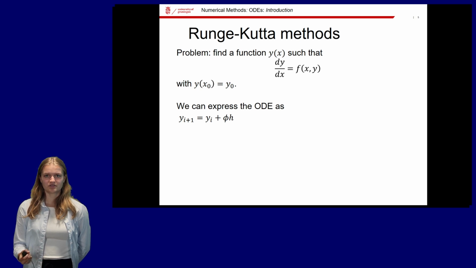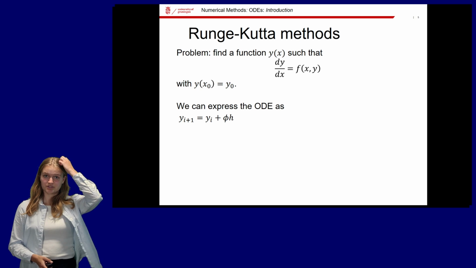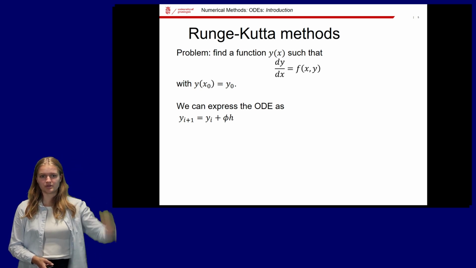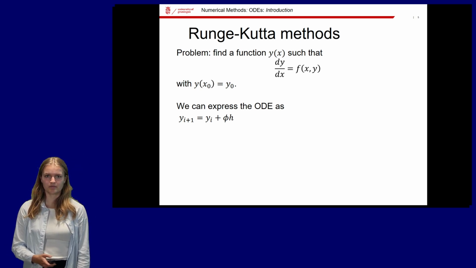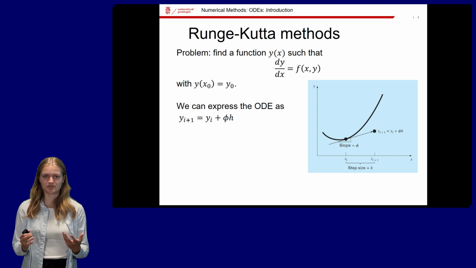For the Runge-Kutta methods, we can express this ordinary differential equation in the following way. You can calculate the value y at a point x i plus 1, because it's equal to the value at the previous point, y i, plus some phi times the step size h. And here we can take phi to be an estimate of the slope of this function.